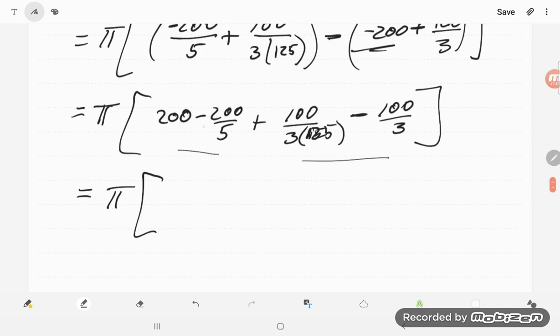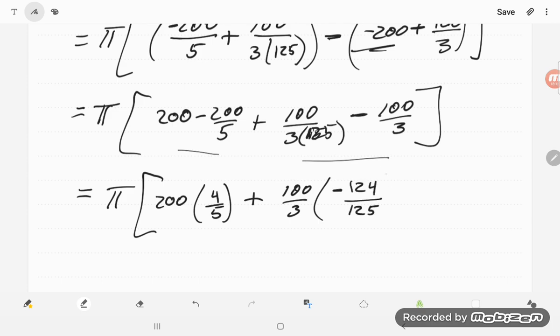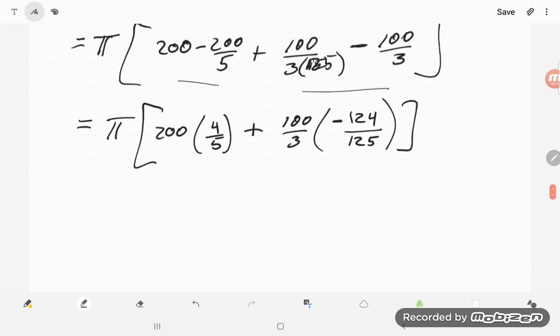And, I get some things wrong, don't I? But, so this is 200 times 1 minus a fifth. So that's 200 times 4/5. And then plus, and I've got my 100 over 3. And I have 1 over 125 minus 1. So that's a negative 124 over 125. Okay, so it keeps going.